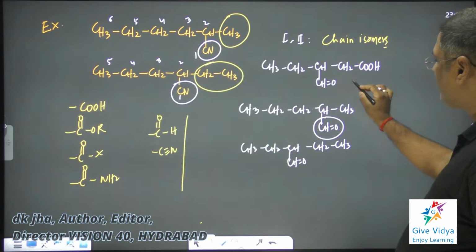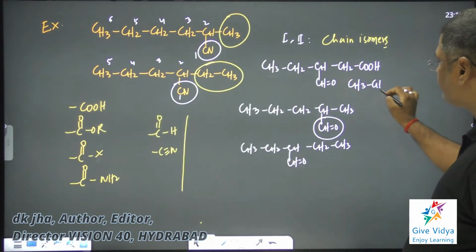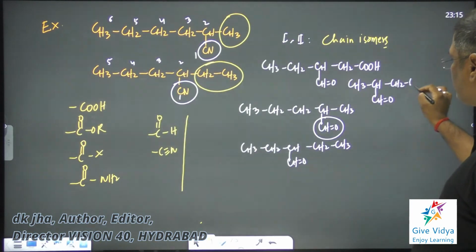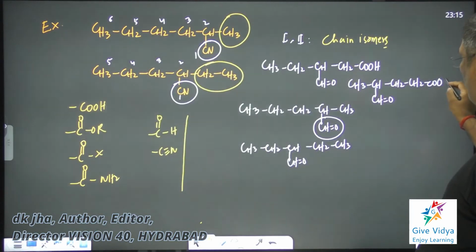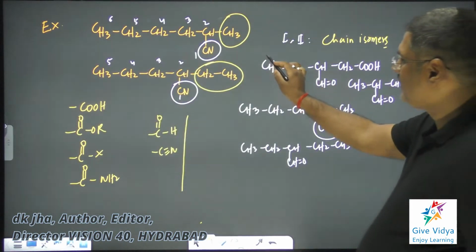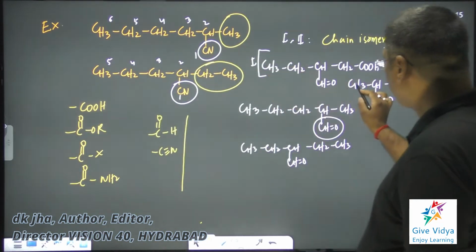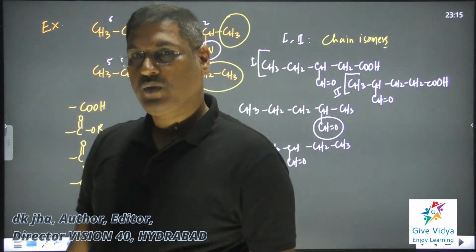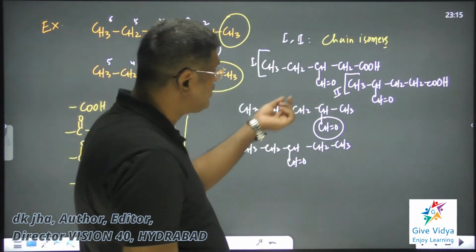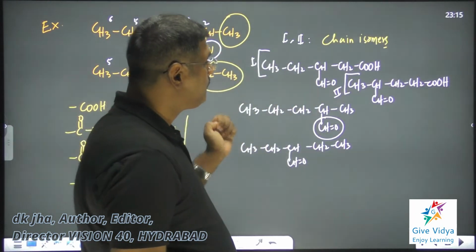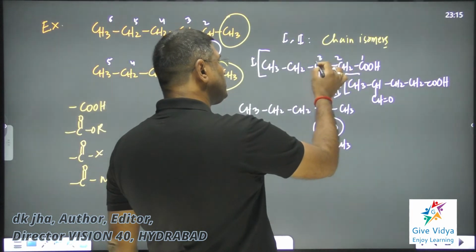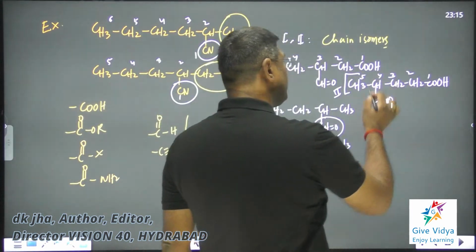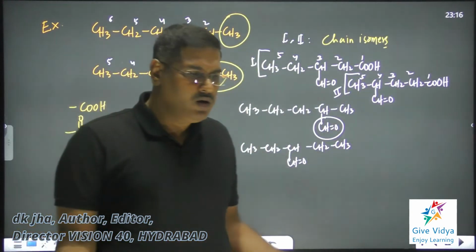In this condition, if you write here now CH3, CHO, CH2, CH2, COOH. This one and this two. What are these two? 1 and 2. Here also you are changing the position of CHO. This one is 1, this one 2, this one 3, this one 4 and 5. You are changing the position of CHO. Position isomers.